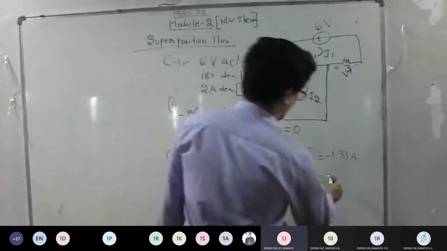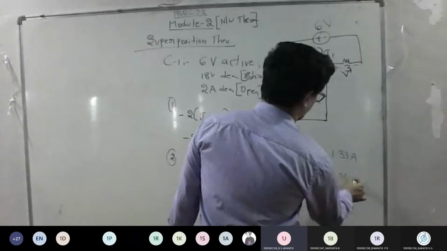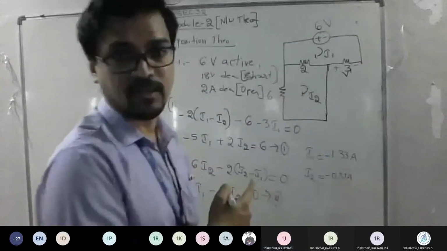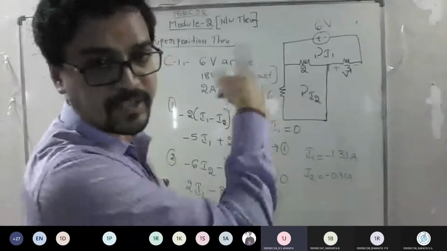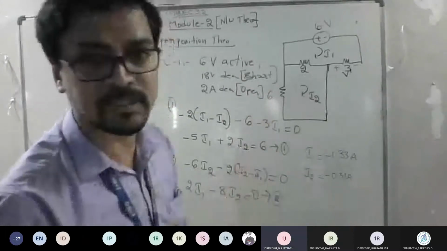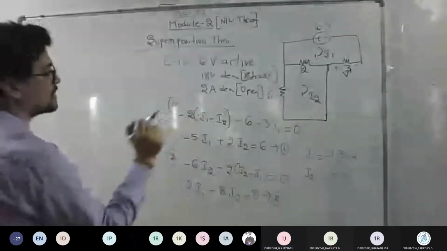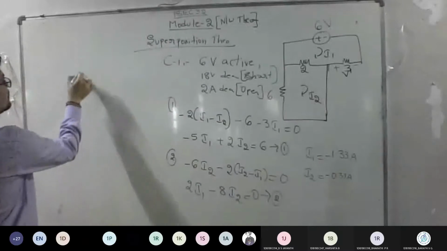Minus 0.33, sir. See, that minus indicates what I told you. The assumption you have made should be reversed. So it means that I should have taken the opposite way. But the current is 1.33 only. Okay. Knowing the current, how will you find V dash now?